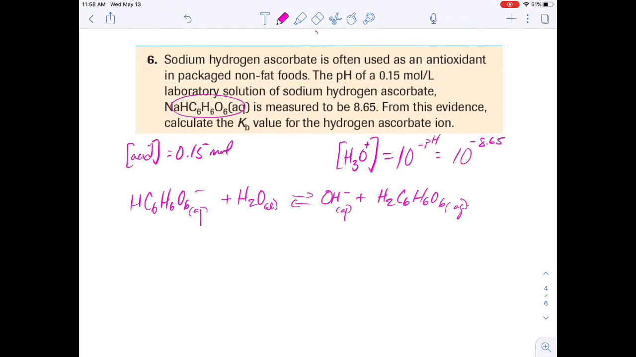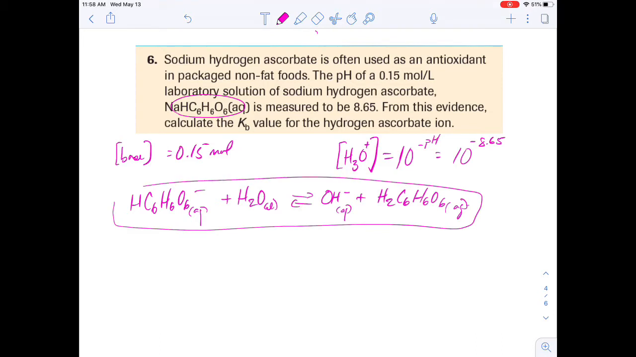And so I want to calculate for this using these values. I know the concentration of the hydrogen ascorbate. And so the hydrogen ascorbate is actually the base entity. It could act as an acid or as a base potentially. And so it's called an amphiprotic species. But here we want to talk about it when it's a base.